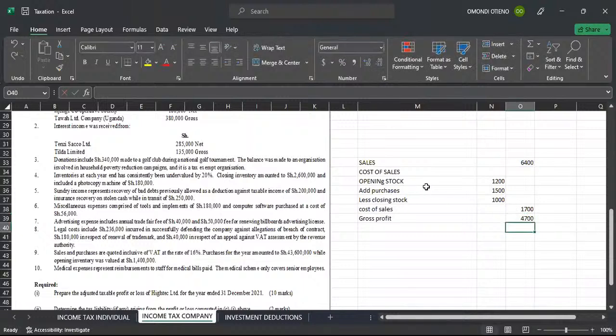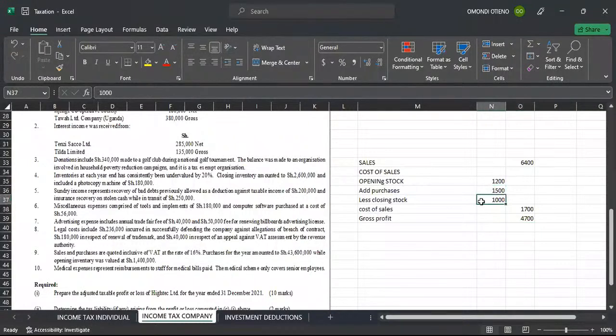So hapa ndani, inside our closing stock, ndani ya closing stock tuliambiwa, is it closing stock or yes, closing inventory, and includes a photocopying machine of 180,000. So let's see. This photocopying machine iko ndani ya closing stock. So we want to see how closing stock affects our gross profit.